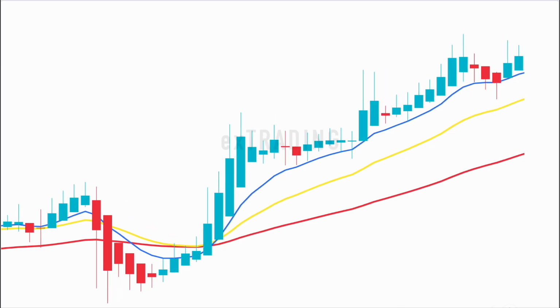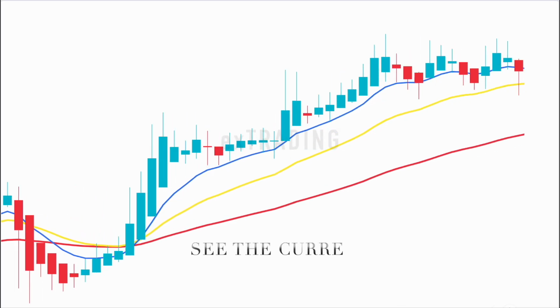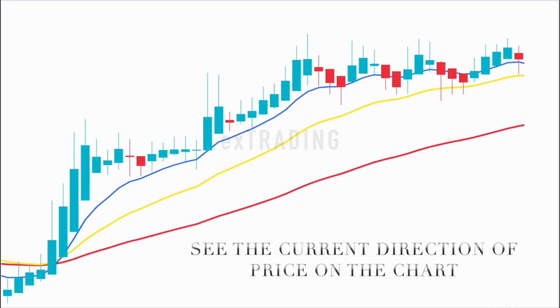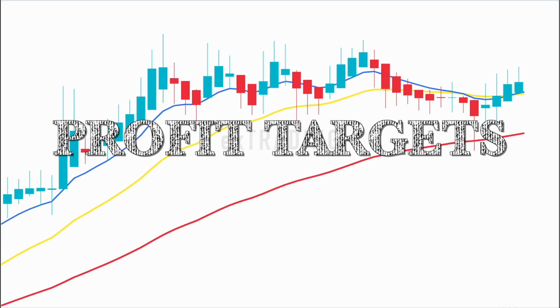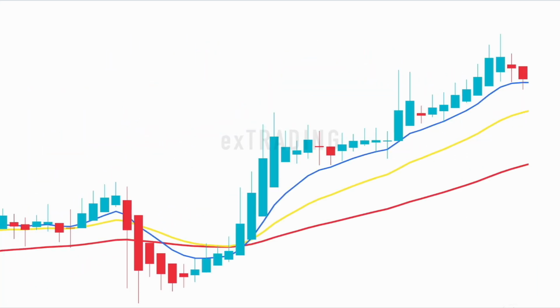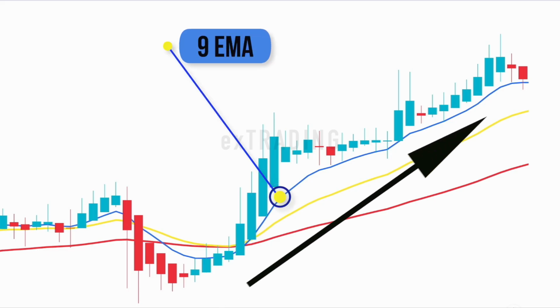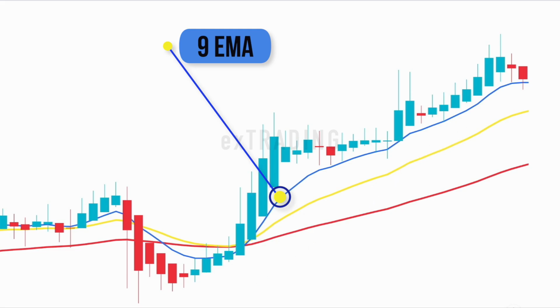Well, by using 3 moving averages at once, you will be able to see the current direction of price on the chart as well as determine stop losses, trailing stops, and profit targets for further safety. The main benefit of using this strategy is that it can show whether the shorter-term trend is going in a favorable direction. The shorter-term trend can confirm the longer-term moving average and show a divergence.